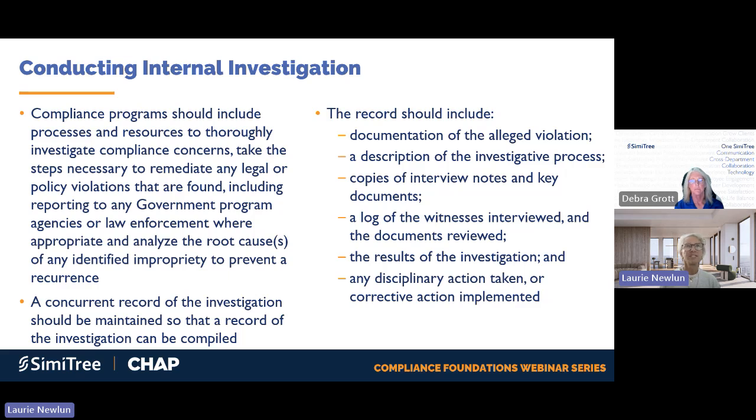And so we want to take the steps necessary to remediate any legal or policy violations that are found, including reporting to any governmental program agencies or law enforcement where appropriate, and doing that root cause analysis to identify, prioritize, and to prevent reoccurrence. That's the most important thing. Yes, we may have to do something. We may have to do reporting. We may have to look at it, but the most important thing is that we can avoid reoccurrence.